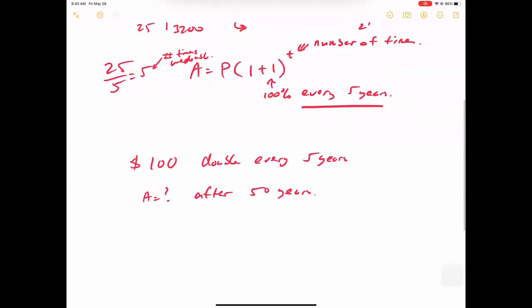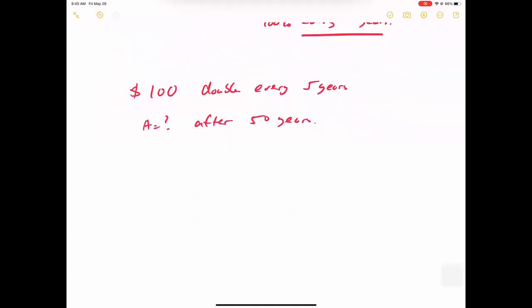Now, since we're doubling, it's pretty easy. We said we're just going to multiply by 2 every single time. Now, to get from 0 years and counting by 5s, how can I count by 5s? How many 5s do we have to get all the way up to 50?